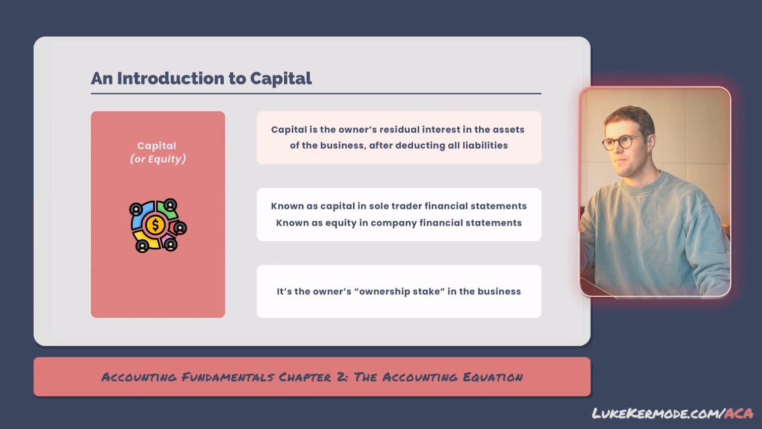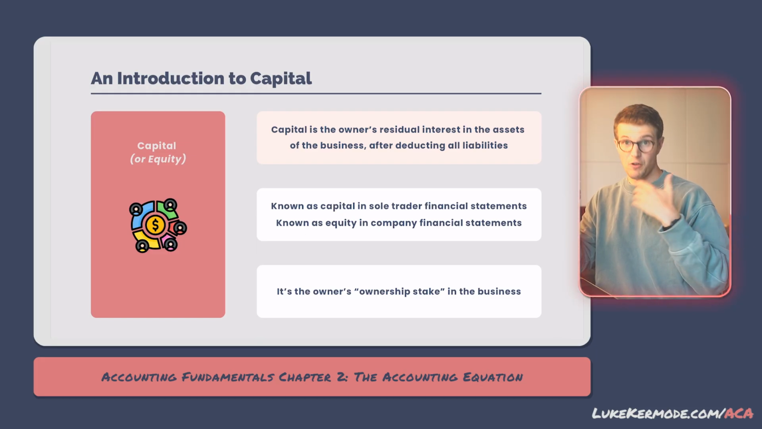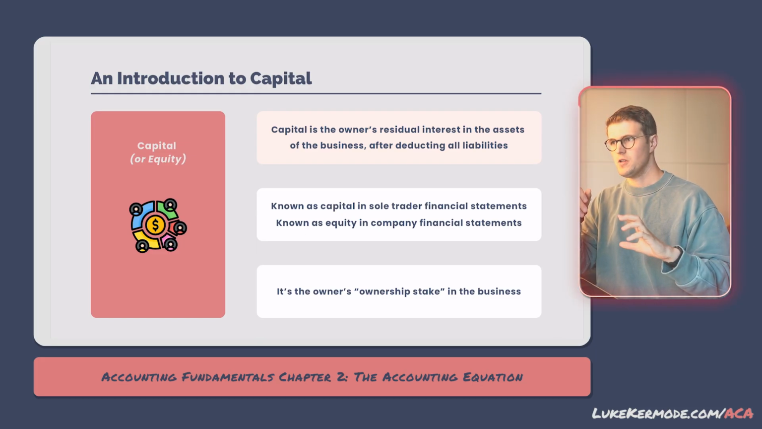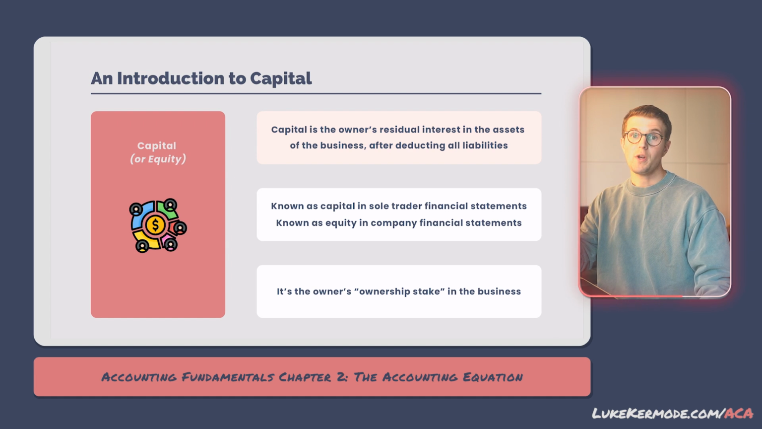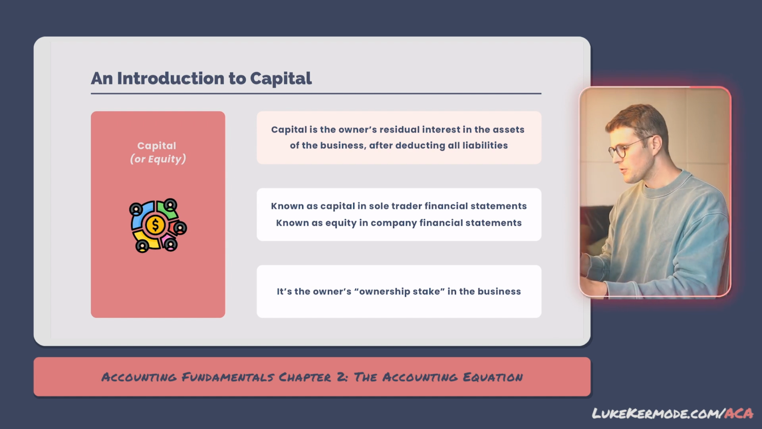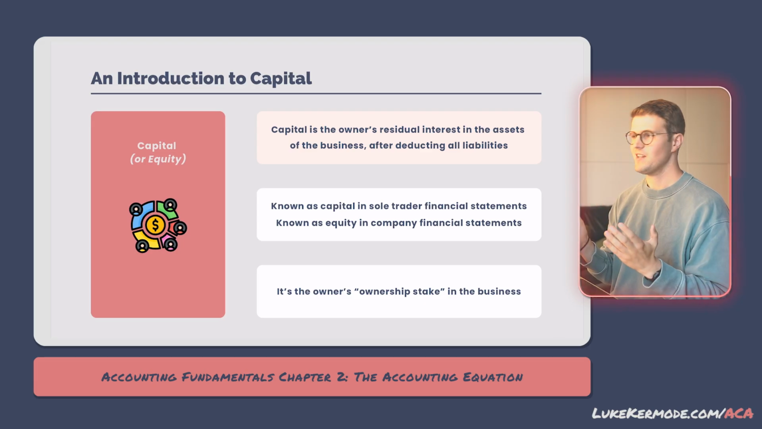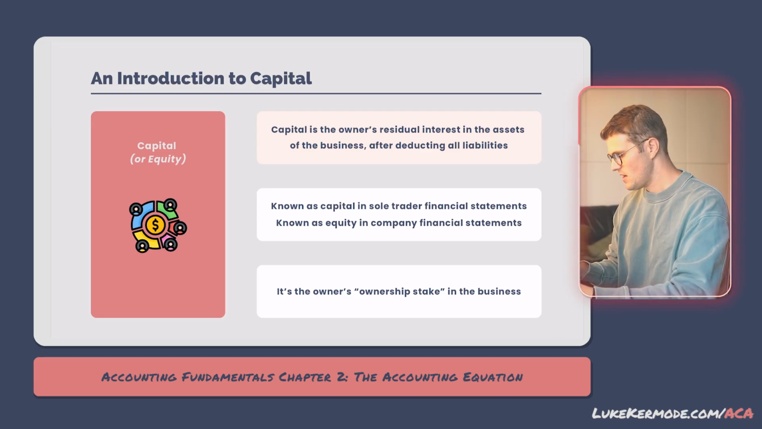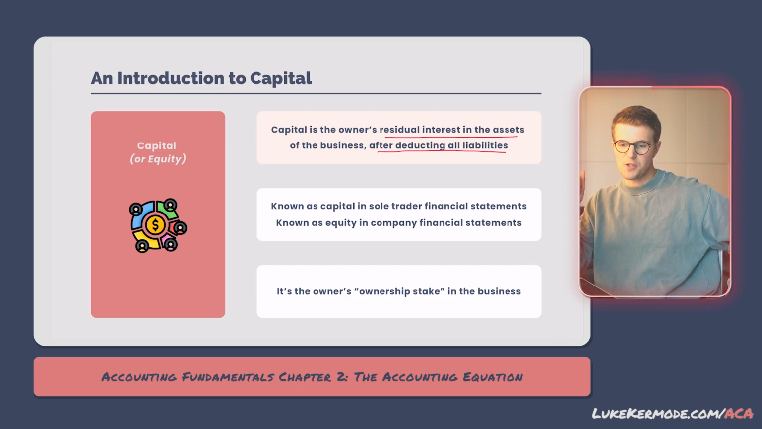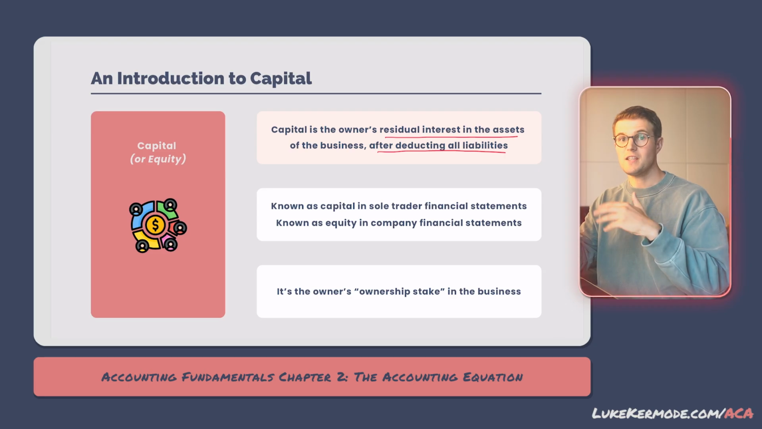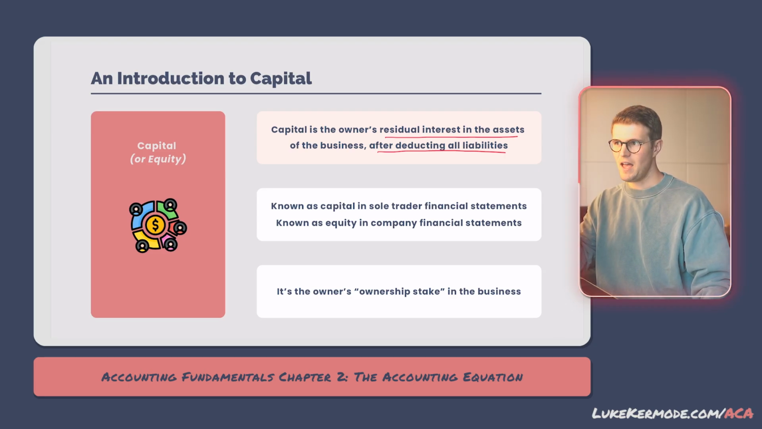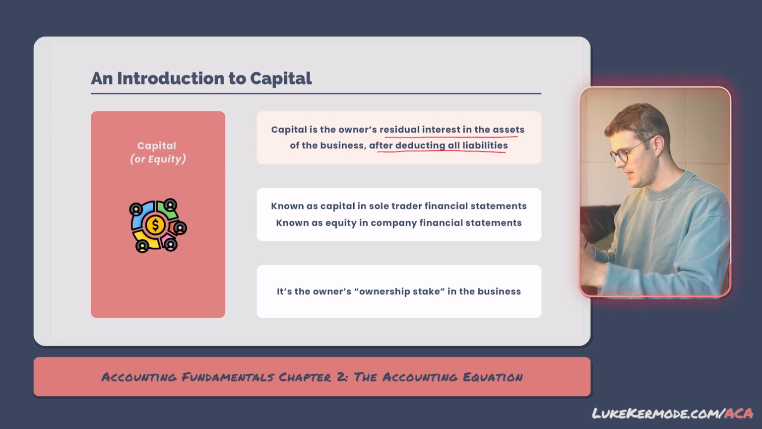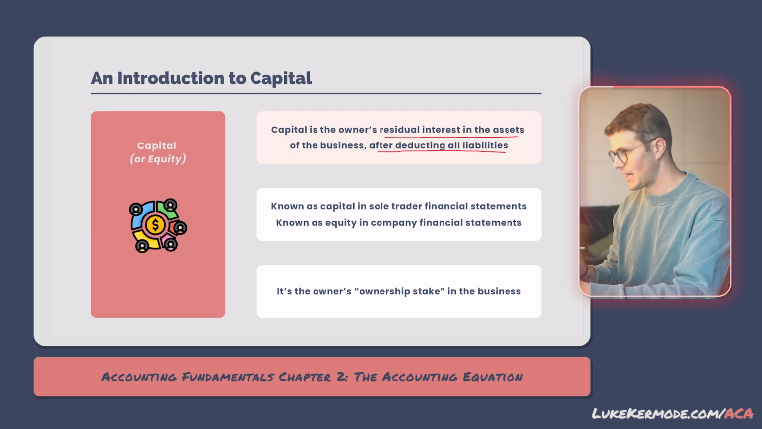So we've looked at assets now, what the business owns, and we've looked at liabilities, which is what the business owes. But what about capital, sometimes called equity when we look at companies? Well, in accounting terms, capital is defined by the conceptual framework as the residual interest in the assets of the business after deducting its liabilities. So put simply, this means that once the business has paid off everything it owes to others, its liabilities, whatever assets are left belongs to the owner. And this is their capital.